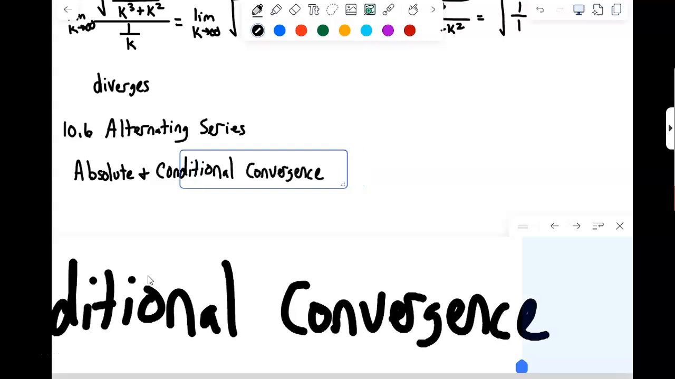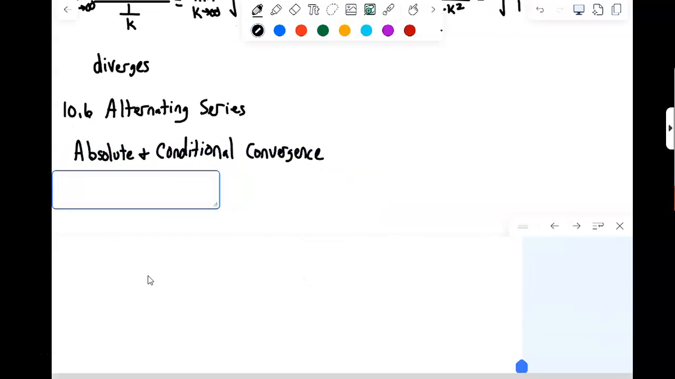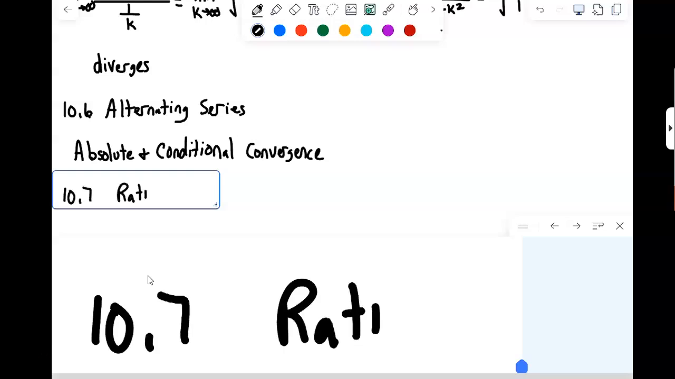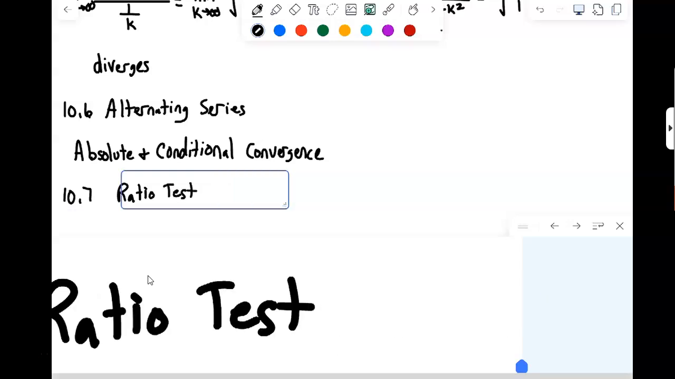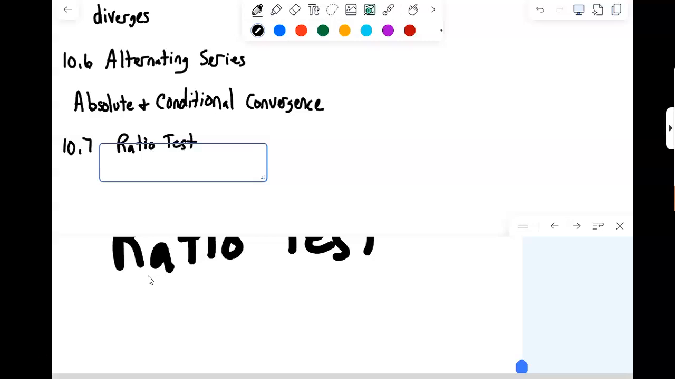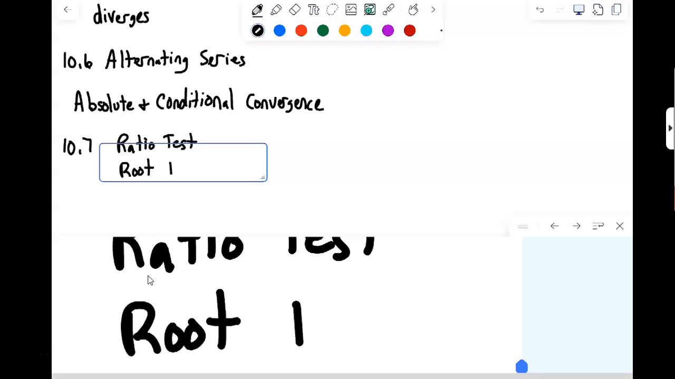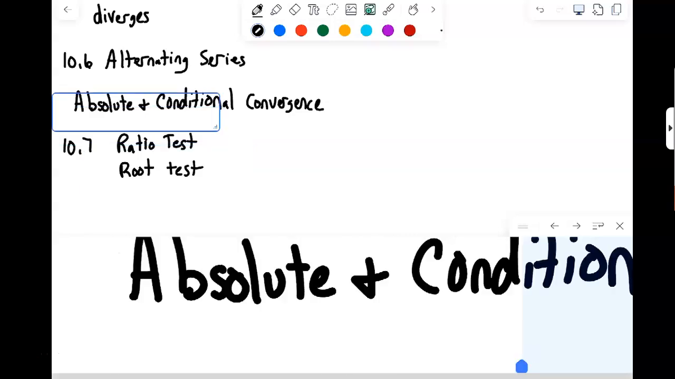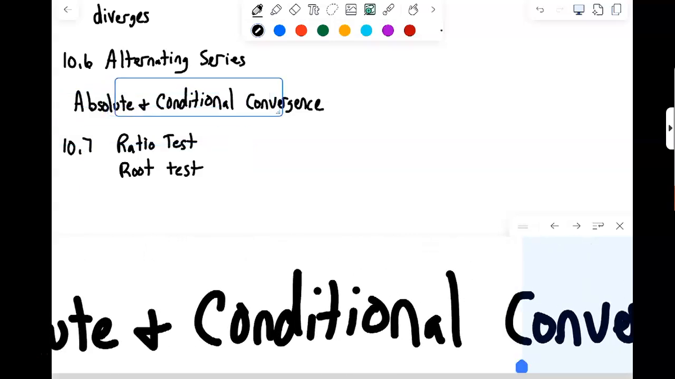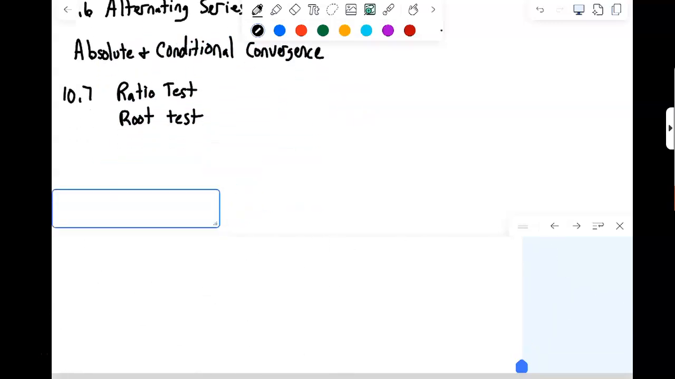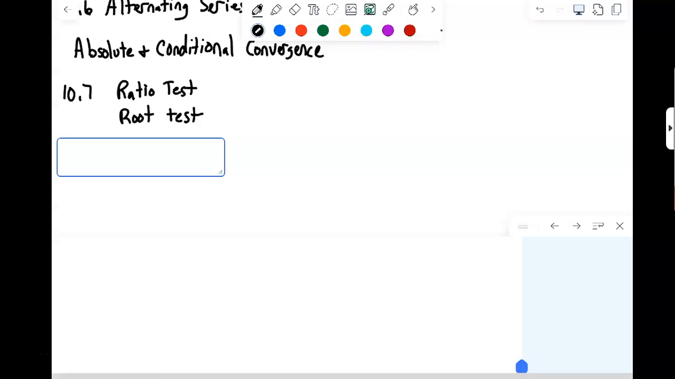And the big place where that often gets used is also with the ratio and root test, which is what we ran into in 10.7. Ratio and root tests. And again, you can see that definitely as well. Absolute and conditional convergence alongside the root and ratio test out of 10.7.